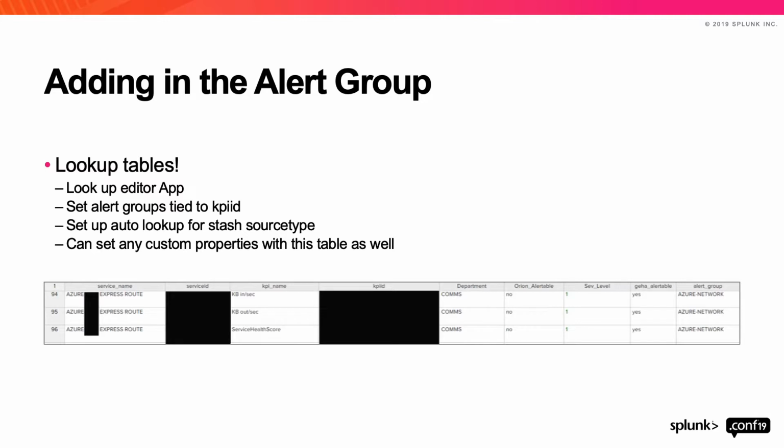The other added bonus is you can set up any custom properties you want in this table as well, and they'll be tied to the KPI IDs. Look, up there, department, comms. We want our network team to have this. We don't want this to go out to the DBAs. If it's in another alerting platform, we can say what severity level we think it is, and if it's a KPI that the team thinks should be alertable.